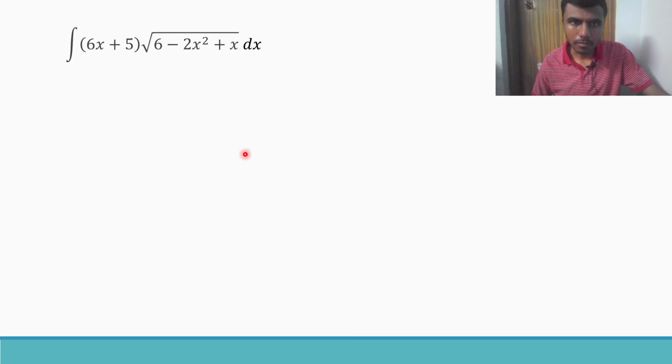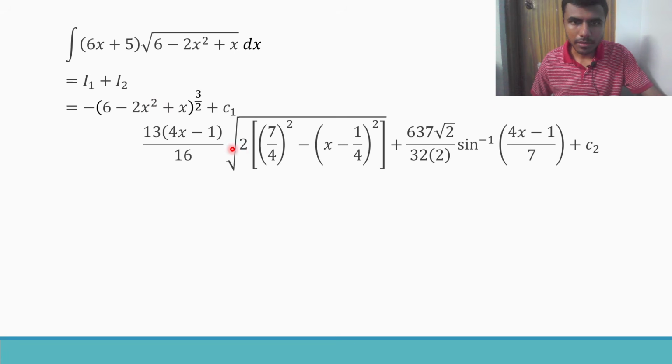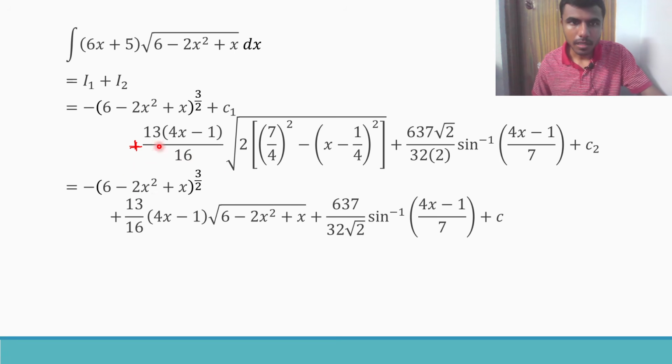Now this integral is nothing but I1 plus I2, as I mentioned. I1 is this, I2 is this. Oh, sorry, a plus is missing. Typing mistake, I hope you will forgive me. Next, listen carefully. This I wrote as 13 by 16 into 4x minus 1 into under root of 6 minus 2x square plus x.